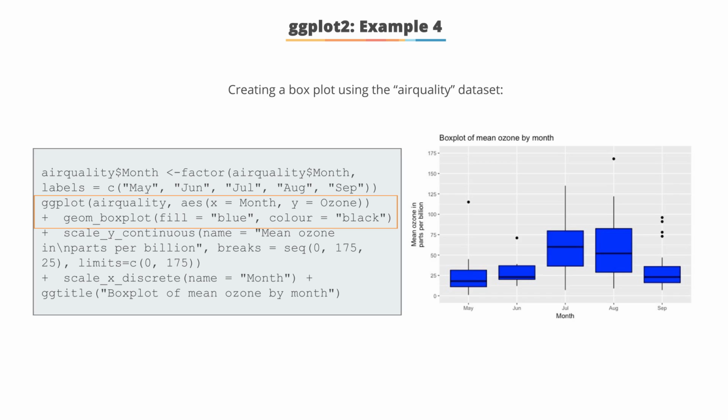Here we're using the ggplot airquality, and we're putting month on the x-axis, ozone on the y-axis, and then we're using geom_boxplot to create these box and whisker plots. So we're filling it blue again, and we're putting that color border as black. Same thing, we're using scale_y and scale_x.